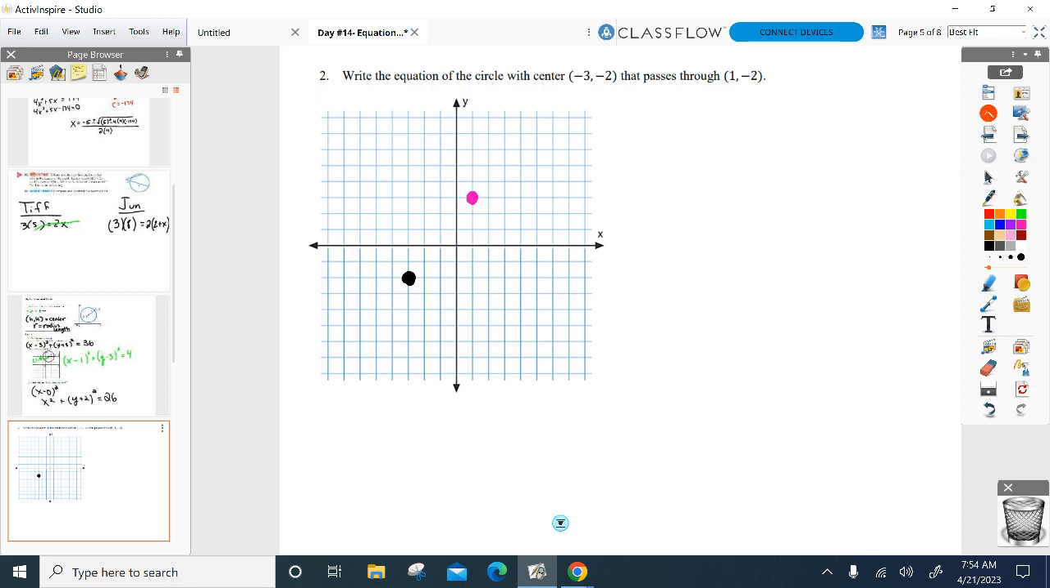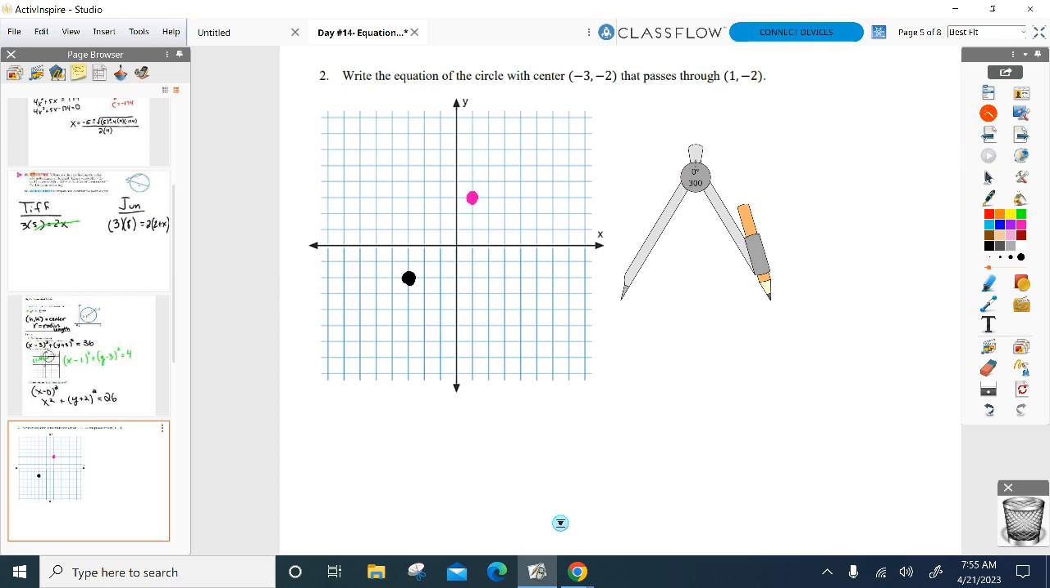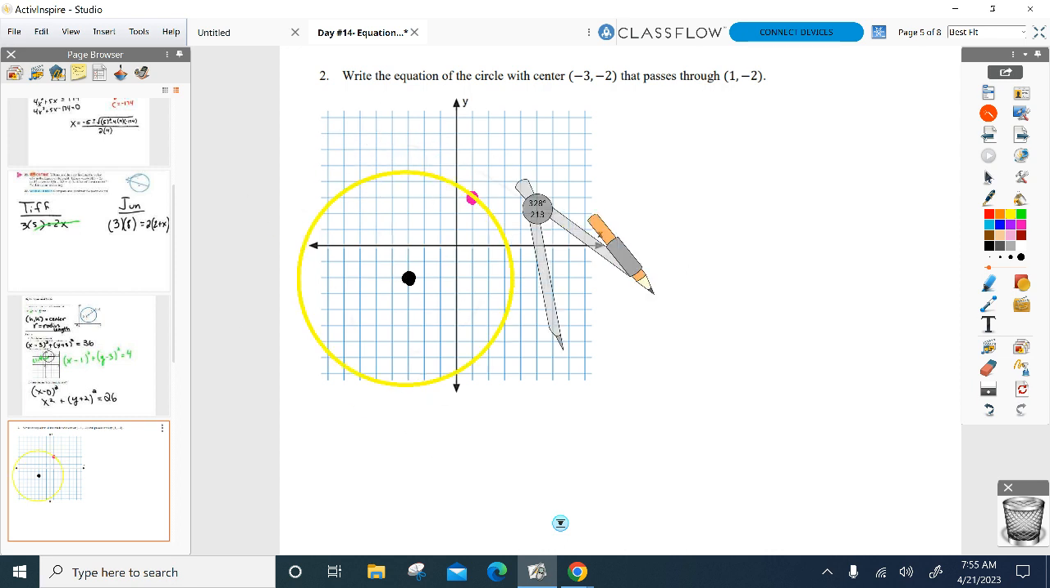Go ahead, pick up your compass. I want to see what it looks like. So put your compass on the center. Make sure you put your compass point on the center. Put your pencil point on where it goes through. And this is probably what you wanted to do all year from the very beginning. Go all the way around and make cute circles. All right, let's talk.